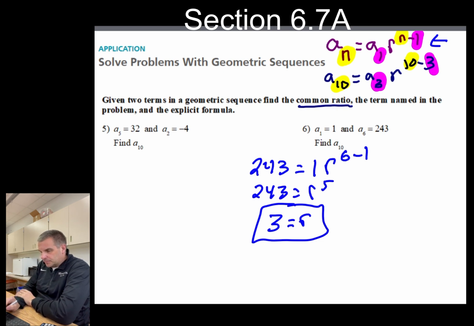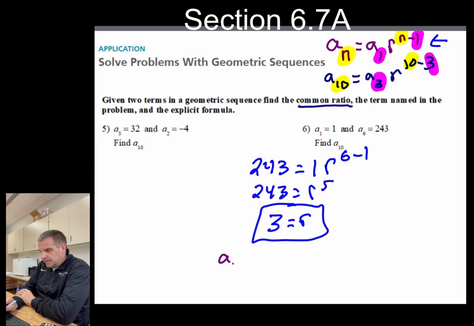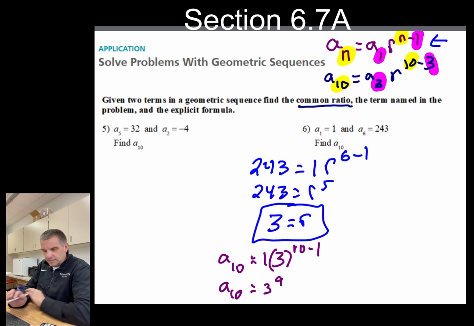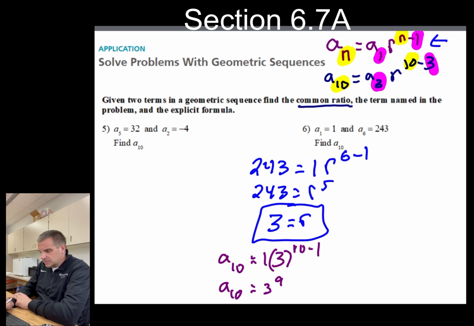The 10th term, then, if we're going to find the 10th term, I might as well just do that now. So a sub 10 is going to be a of 1. We can write our formula now too, I guess. 1 times our ratio, 3, to the 10 minus 1. So that's going to be 3 to the 9th. Oops, so 3 raised to the 9th is 19,683.